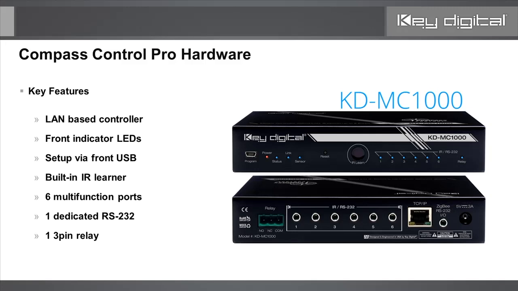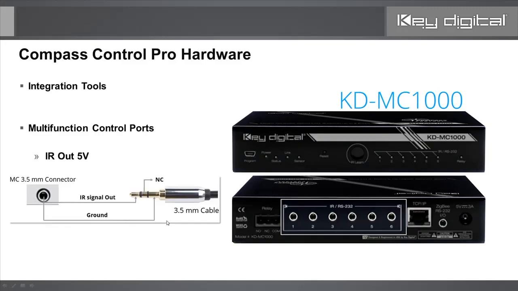And anytime one of your ports executes a command, those multifunction front indicator LEDs will blink as the voltage passes through. So it's a nice troubleshooting indicator. If you have a device connected to any of those control ports and you send a command, that front indicator LED will blink. You set it up through the USB on the front of the unit. You have a dedicated relay, 3-pin relay, and you have an IR learner built into the system there.